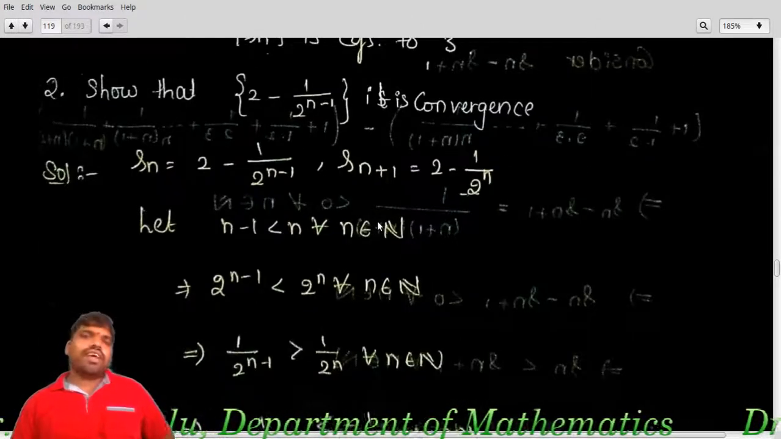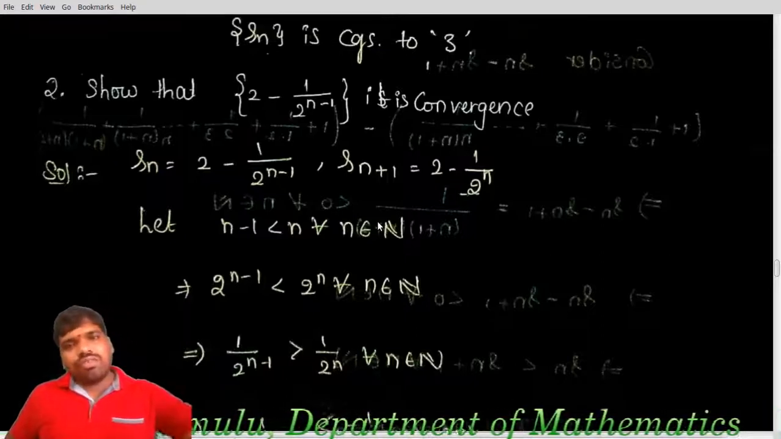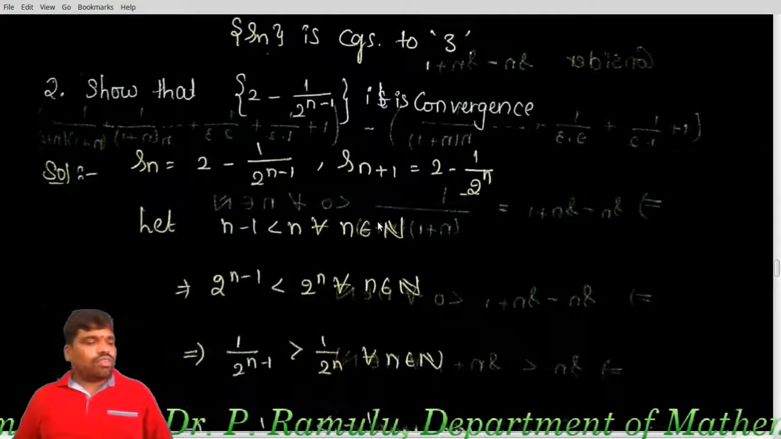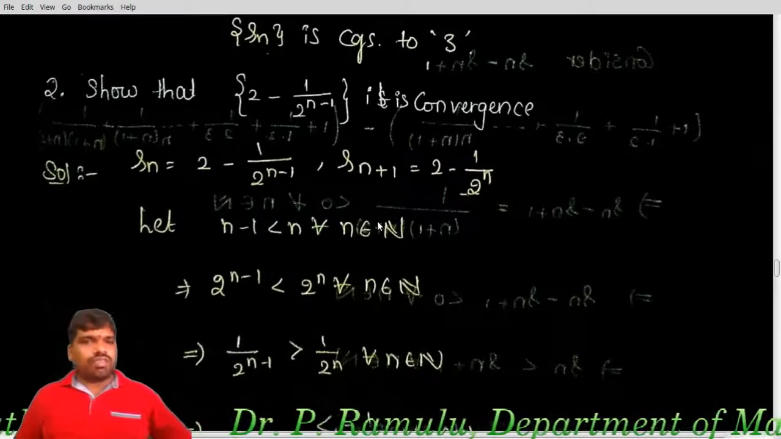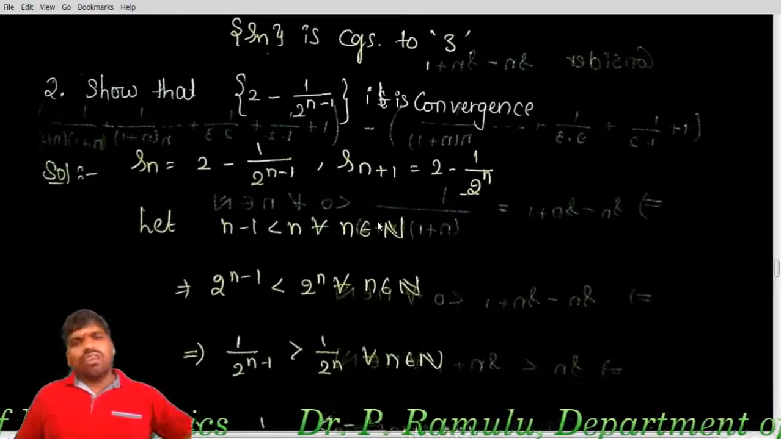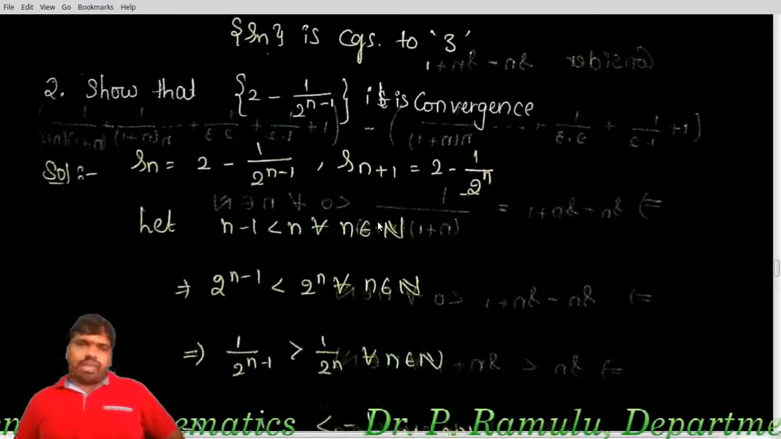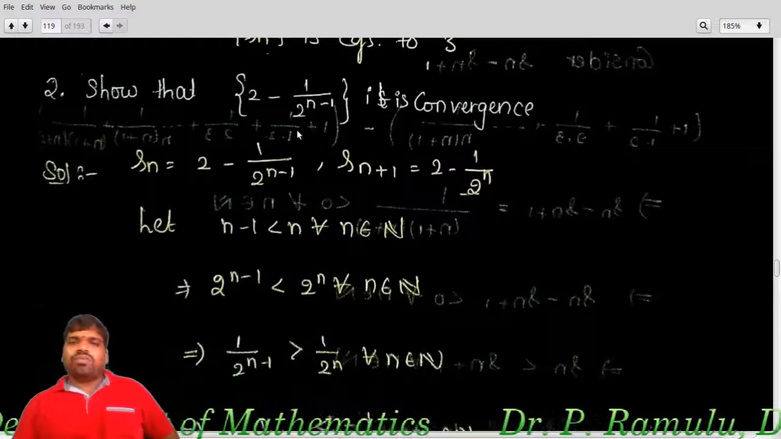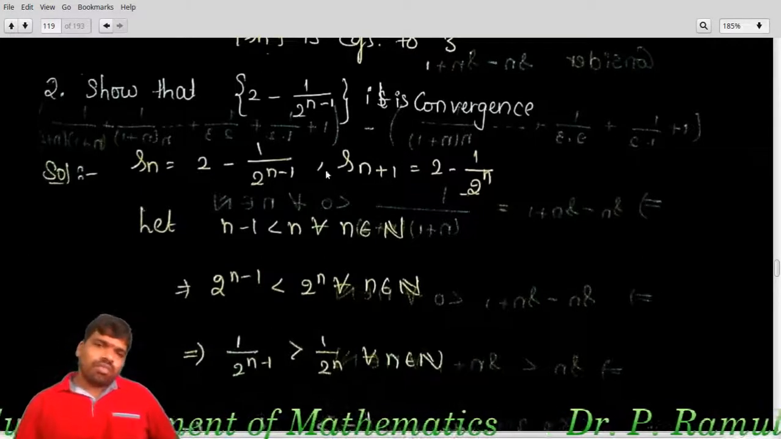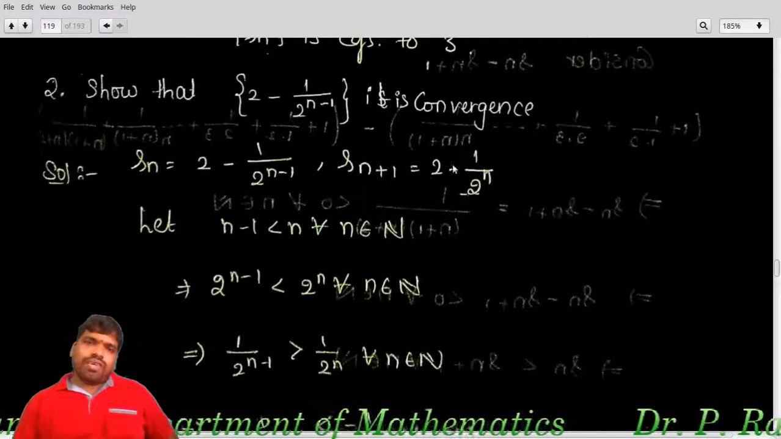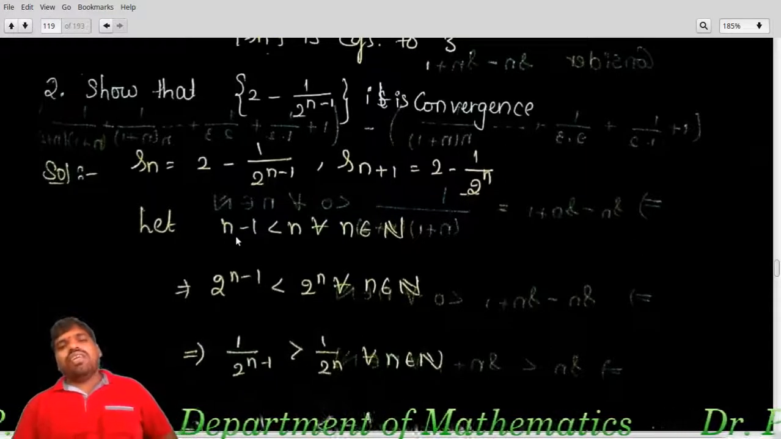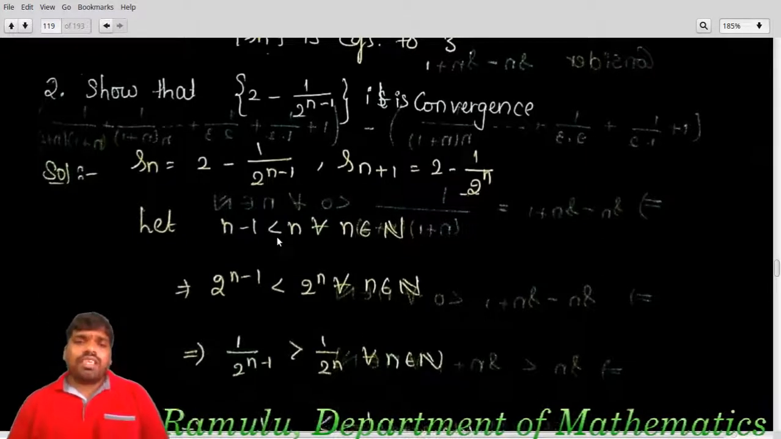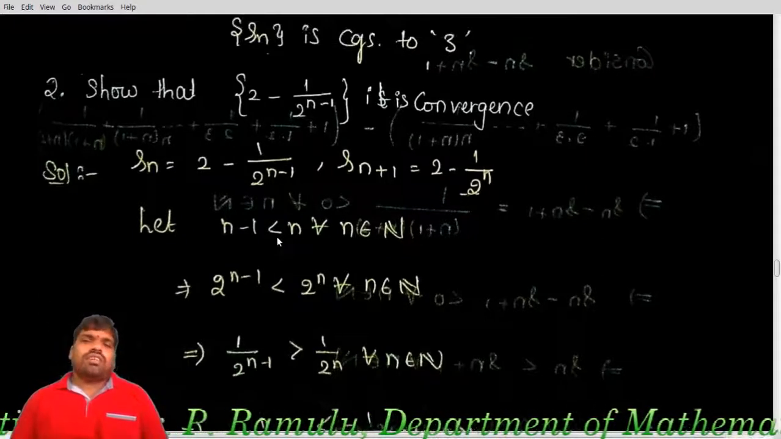Another problem. Show that 2 minus 1 by 2 power of n minus 1 is convergent. Sn equal to 2 minus 1 by 2 power of n minus 1. Sn plus 1 equals 2 minus 1 by 2 power of n. I want to check whether it is increasing or decreasing, so I want to apply that here.